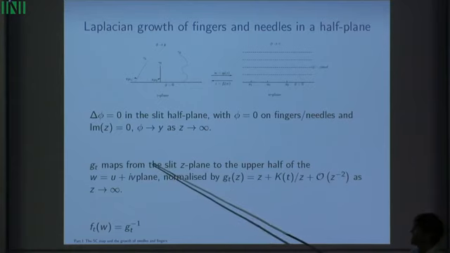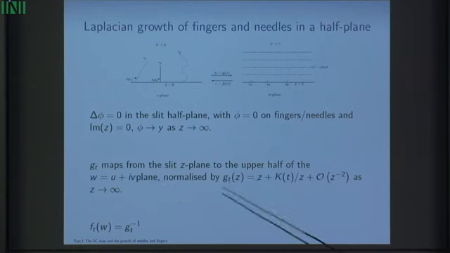So g_t maps the slit z plane to the upper half of the w = u + iv plane, and we normalize that map, make it unique, by insisting that it has this particular behavior as z tends to infinity, and I want to call the inverse map f_t. I'm heading towards Loewner's equation, and it's typical to use g sub t for that particular map. So the sub t is not a derivative, it just indicates that g is a function of time.